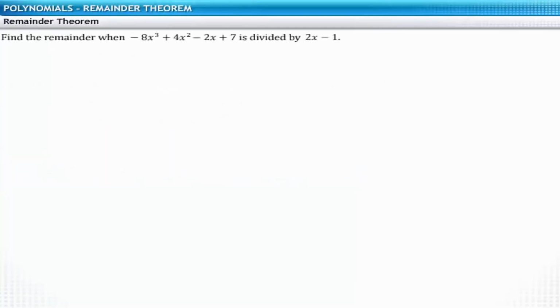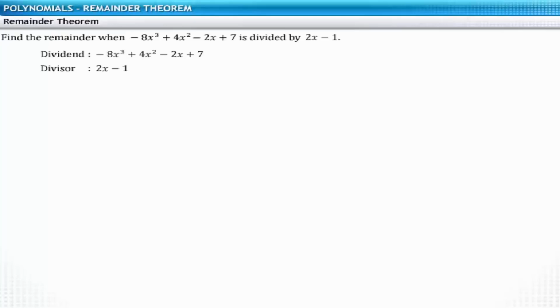In the next problem, you need to find the remainder when a linear polynomial 2x minus 1 divides another polynomial minus 8x cubed plus 4x squared minus 2x plus 7. As given in the problem, the dividend is equal to minus 8x cubed plus 4x squared minus 2x plus 7, and the divisor is equal to 2x minus 1.